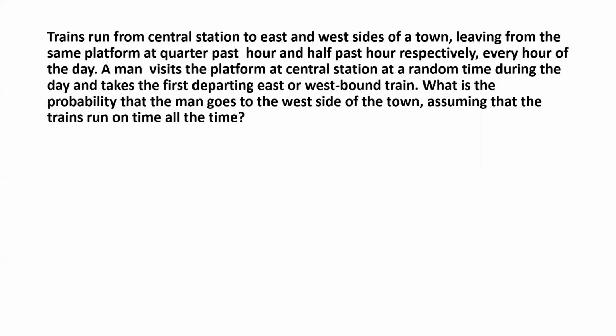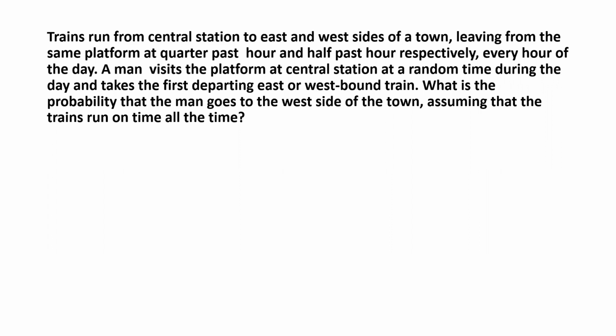Trains run from central station to the east and west sides of a town, leaving from the same platform at 1/4 and 1/2 respectively, every hour of the day. A man visits the platform at central station at a random time during the day and takes the first departing east or westbound train. What is the probability that the man goes to the west side of the town, assuming that the trains run on time all the time?